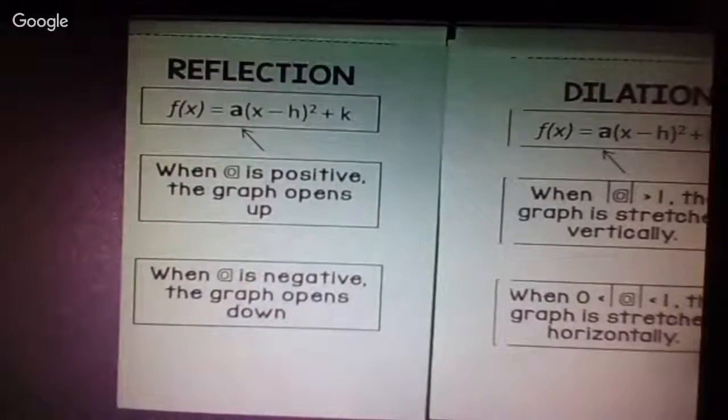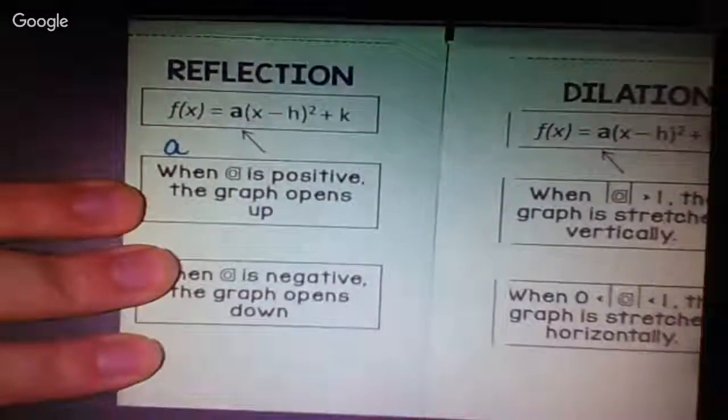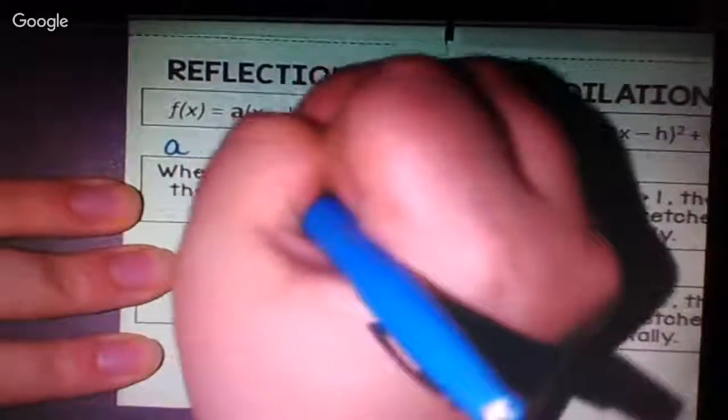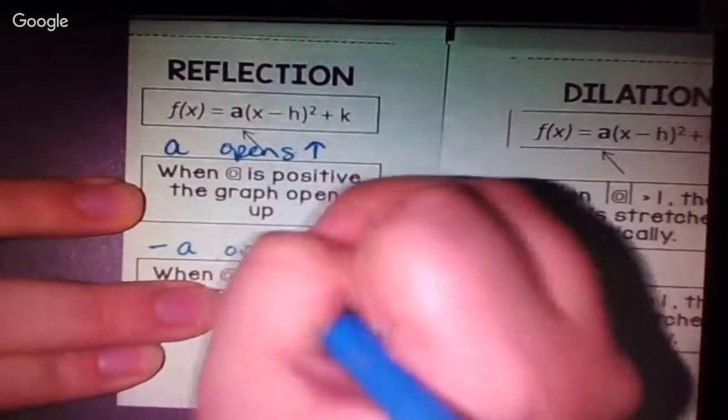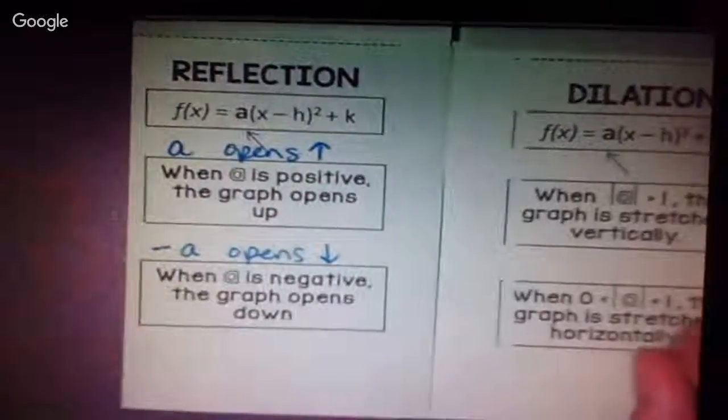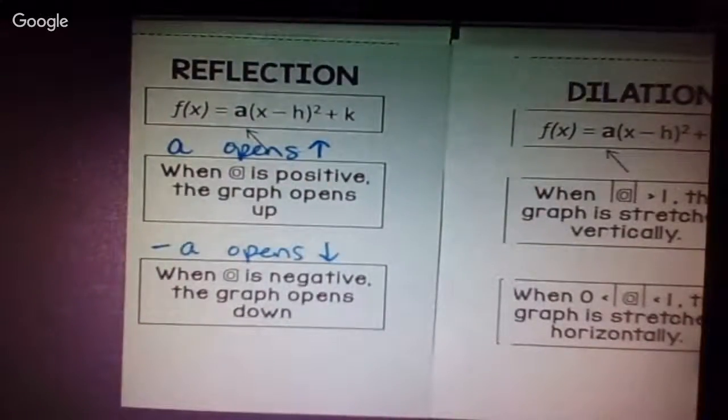So when my A value is positive, whether it's in front of x squared in standard form or in front of the quantity of x minus h squared in vertex form, if it is a positive A, it opens up. And if it's a negative A, it opens down. Okay. So if your leading term is a positive, it's a happy face. And if it's a negative, it's a sad face.